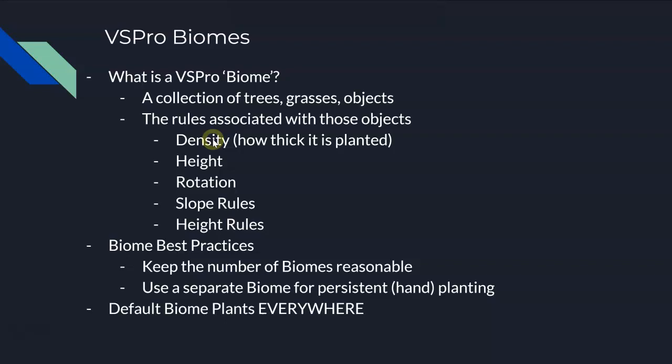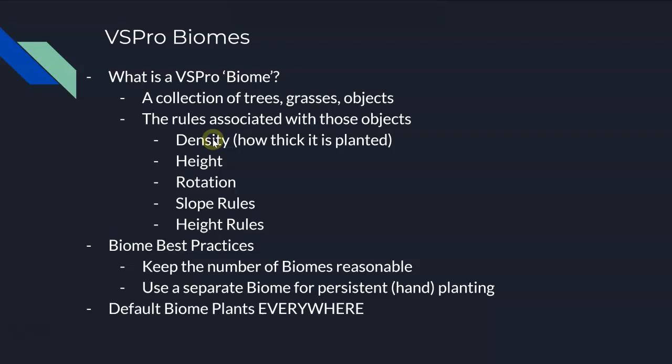So some biome best practices. These aren't things you have to do, but it's highly suggested that you do, is keep the number of biomes that you make reasonable. On my courses, I typically don't need more than 5, maybe 6, and then once it starts to get hard to track them after that. So I think 5 or 6 is pretty reasonable. You shouldn't need more than that.